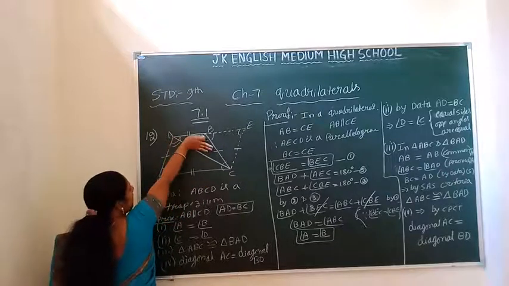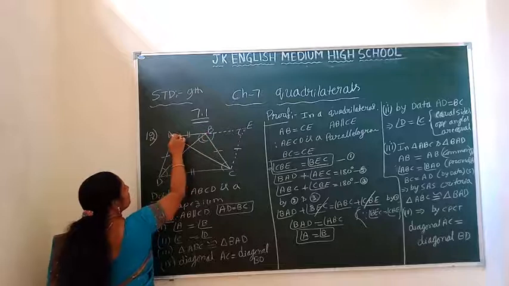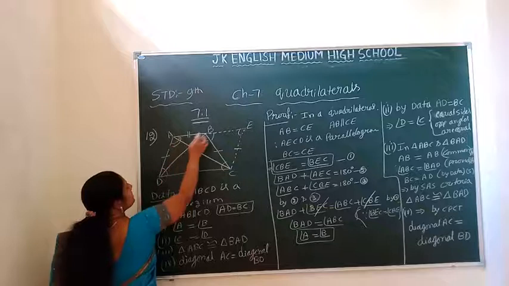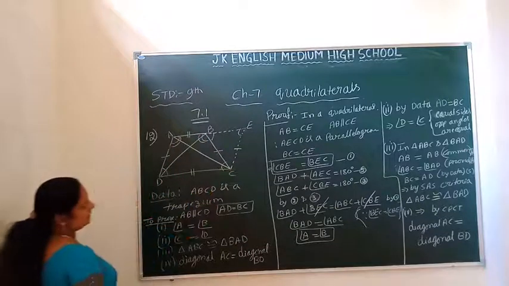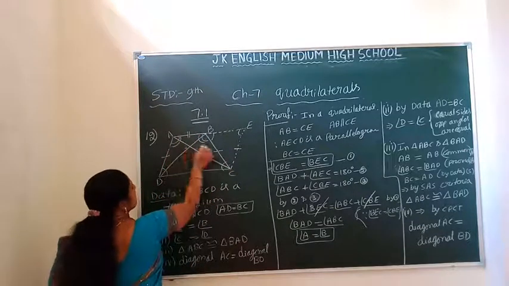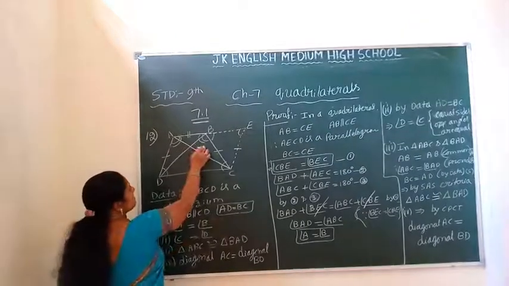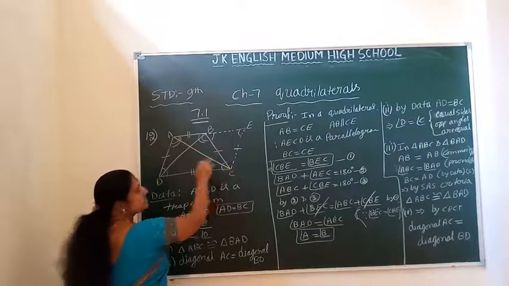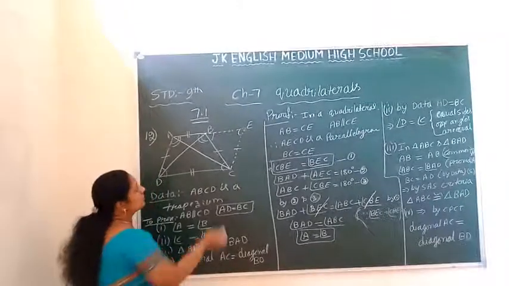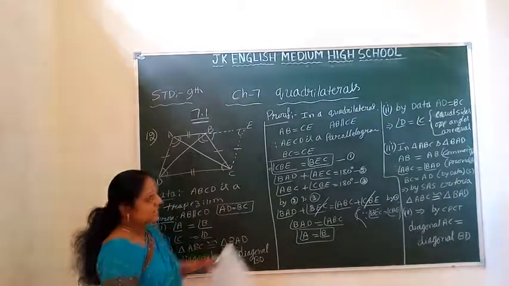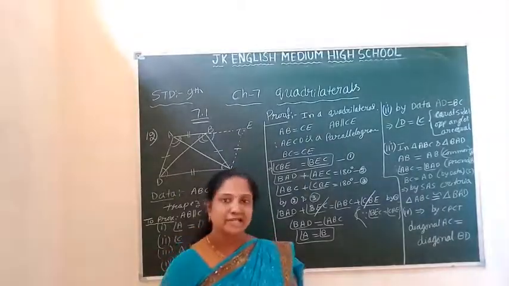So in these two triangles, this side is common to both, and this angle we already proved, angle A is equal to angle B, and these two sides are already given in the data. So by SAS criteria, these two triangles are congruent. If these two triangles are congruent, automatically by corresponding parts of congruent triangles, the corresponding parts are diagonals, that is diagonal AC is equal to diagonal BD.